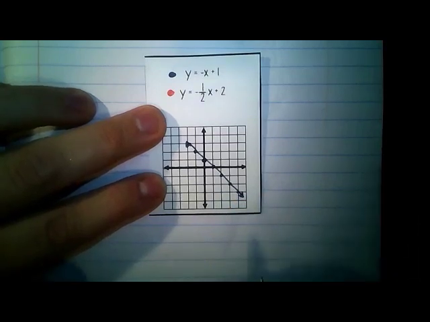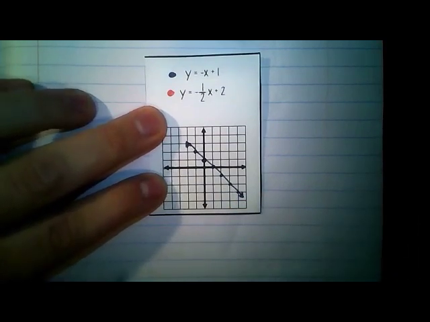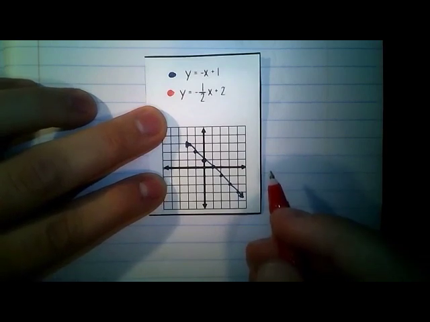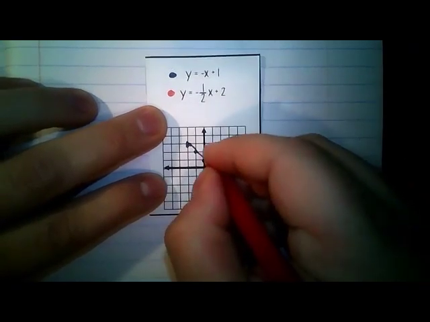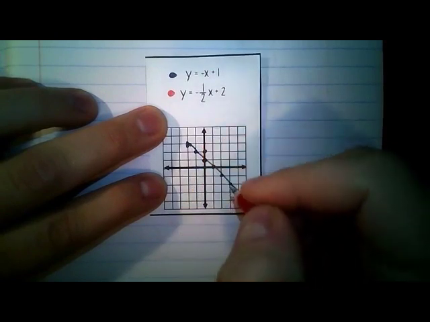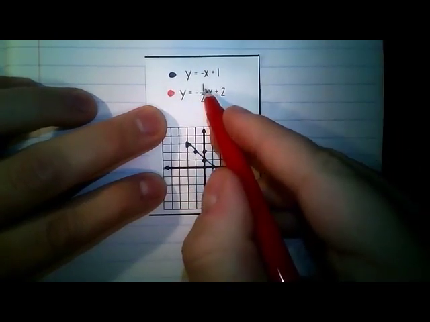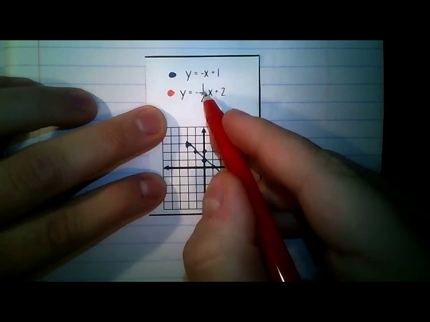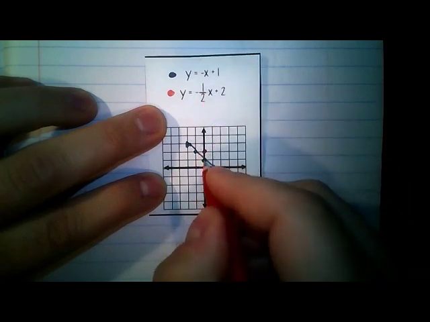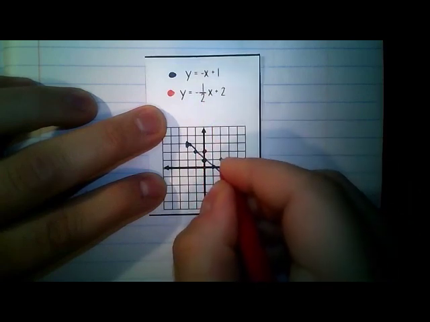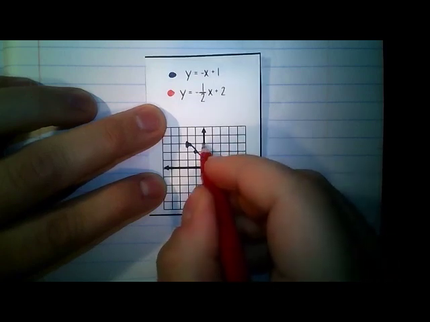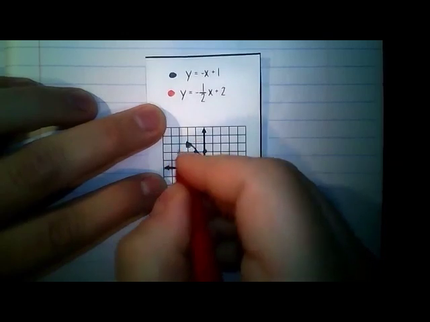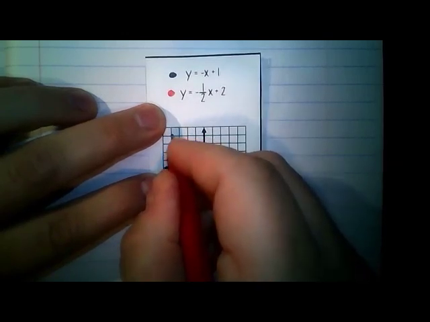Now, for the second equation, again, it's in slope-intercept form. It's nice and neat. I'm going to start at my y-intercept, which is 2. My slope is negative 1/2. So negative 1/2 is down 1 over 2. Or up 1, left 2.